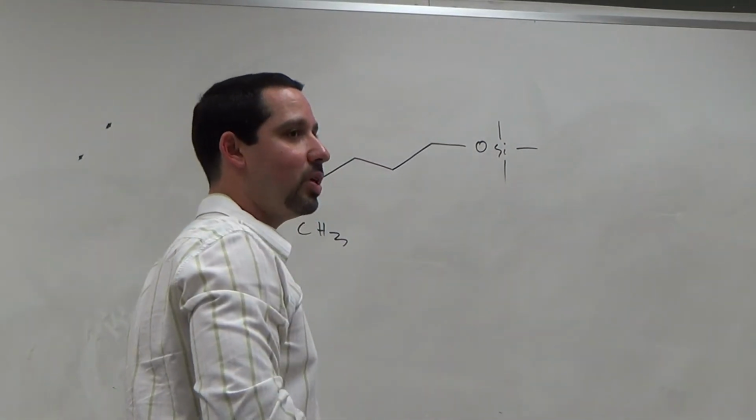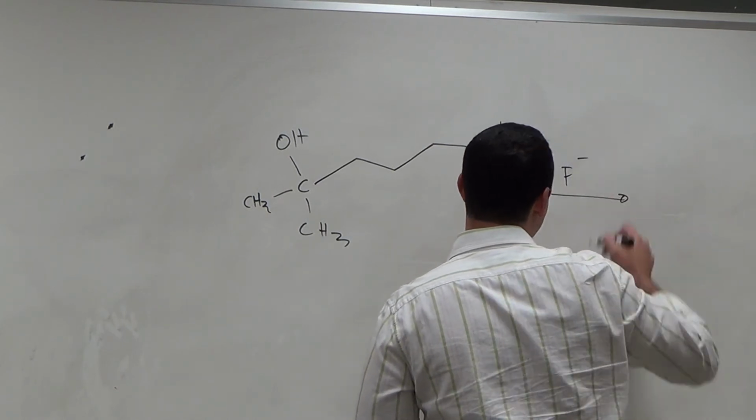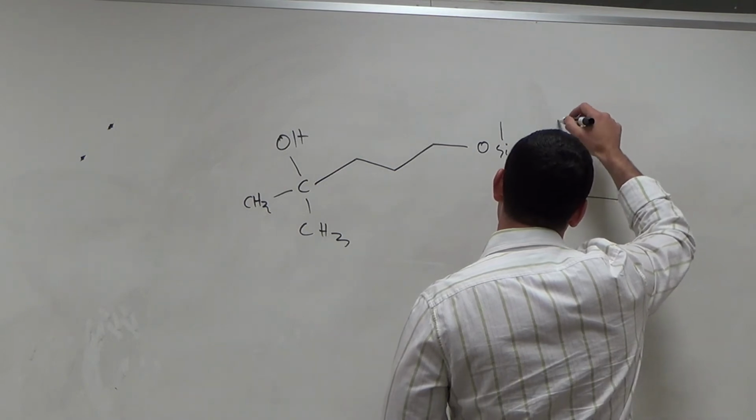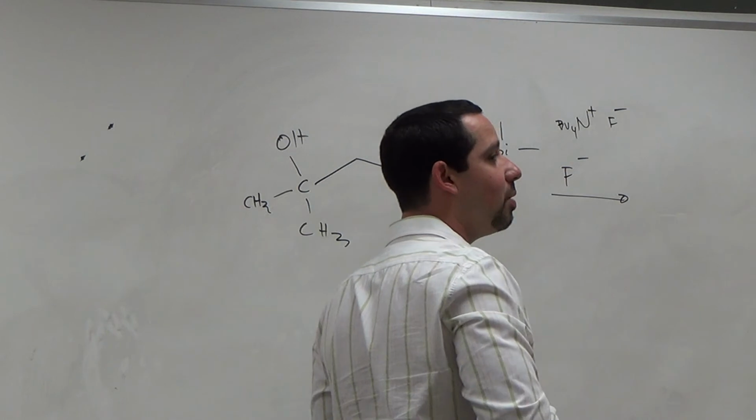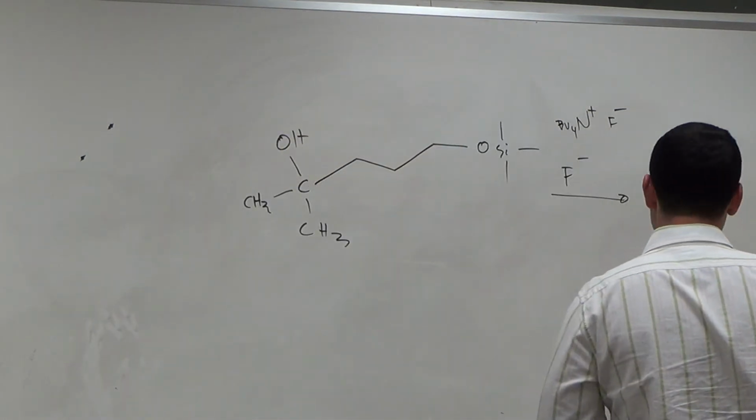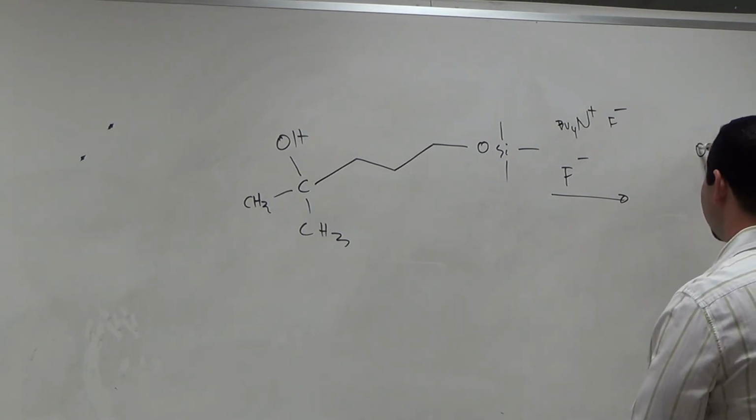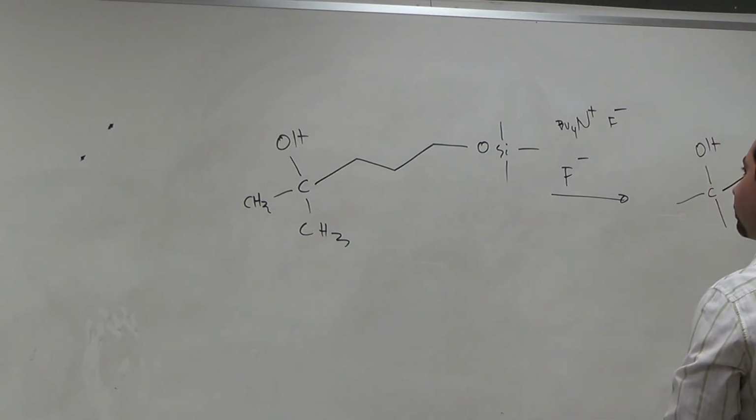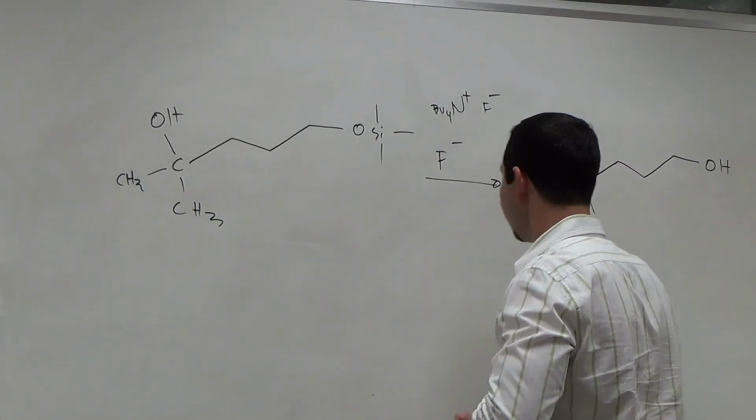The protecting group on the alcohol can be deprotected using a source of F minus. Most of the time the source of F minus is tetrabutylammonium fluoride. Okay? You can use H3O plus too. And when you use this, you're going to have the OH, the two CHs, and the OH, which is the product you want from over there.